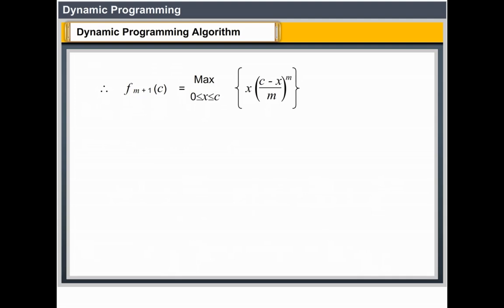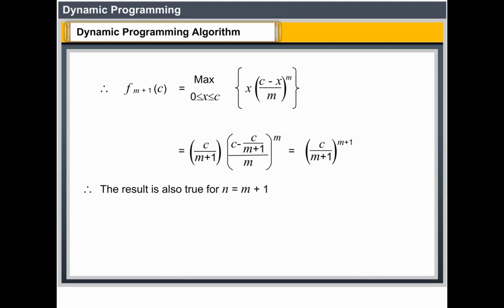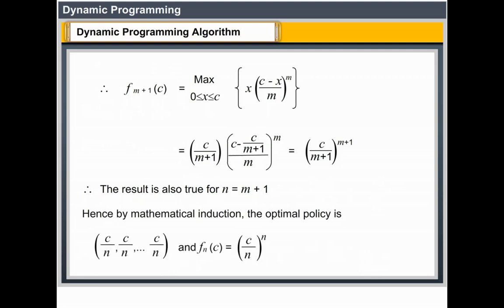Therefore, fm plus 1 of c equal to maximum, for 0 less than or equal to x less than or equal to c, x into ((c minus x) by m) the whole power m, equal to c by (m plus 1) into ((c minus c by (m plus 1)) divided by m) whole power m, equal to (c by (m plus 1)) whole power (m plus 1). Therefore, the result is also true for n equal to m plus 1. Hence, by mathematical induction, the optimal policy is c by n, c by n, and so on, c by n, and fn of c equal to (c by n) whole power n.